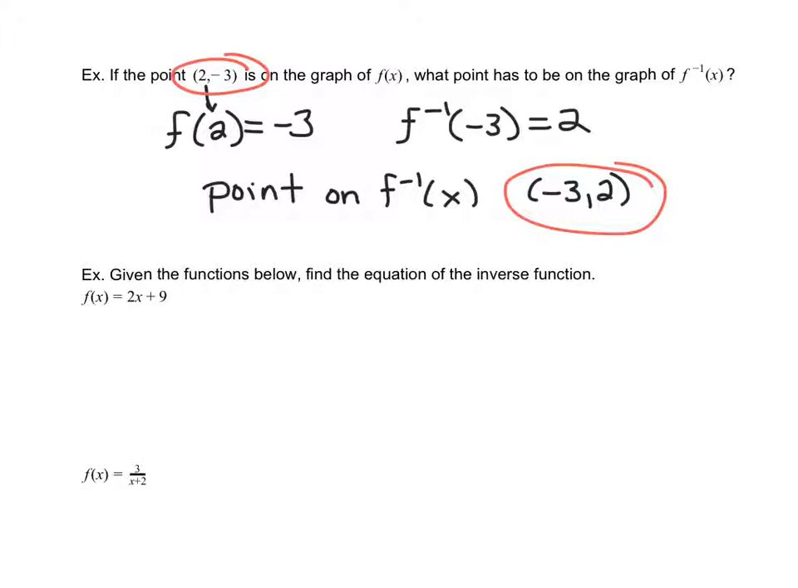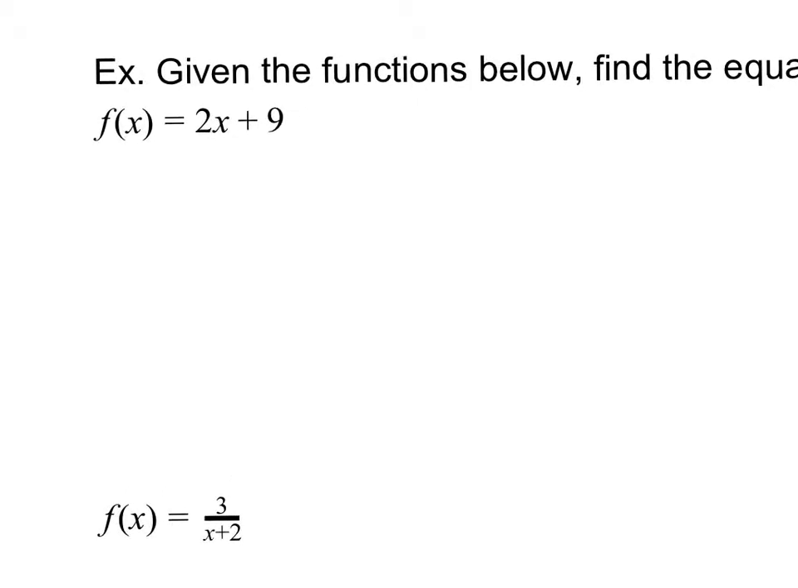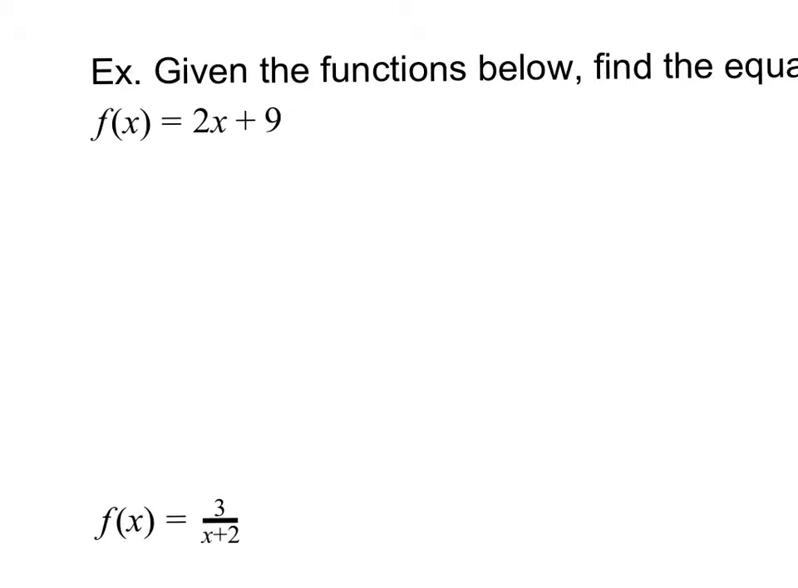So the last thing we really want to talk about is how do we find inverses. So I want to find the inverses of these couple of functions below. So this first one is simply just a line. f of x equals 2x plus 9. So if I want to find the inverse, remember I'm going to switch x and y and solve for y. So remember, this is the function y equals 2x plus 9, because f of x is the same as y. So I'm going to switch x and y. So x equals 2y plus 9.